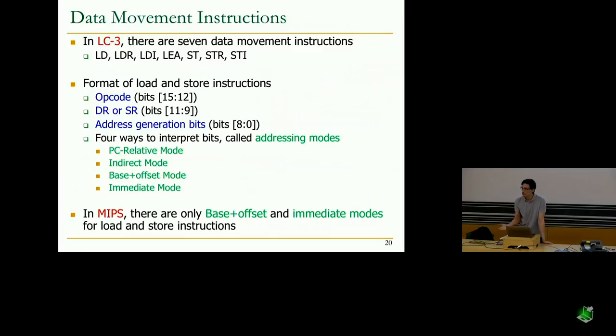In MIPS, we have more or less the same addressing modes, but not exactly the same. In MIPS, we have Base+Offset. I already discussed this yesterday for dot word, but we will see it again. And we have immediate mode. We have something similar to the PC relative mode, but it's not for data movement instructions. It's for branch instructions, as we will see in the next part of the lecture. And in MIPS, we don't have the indirect mode.